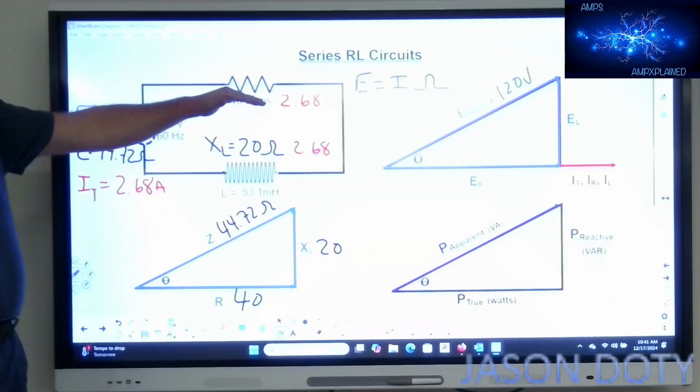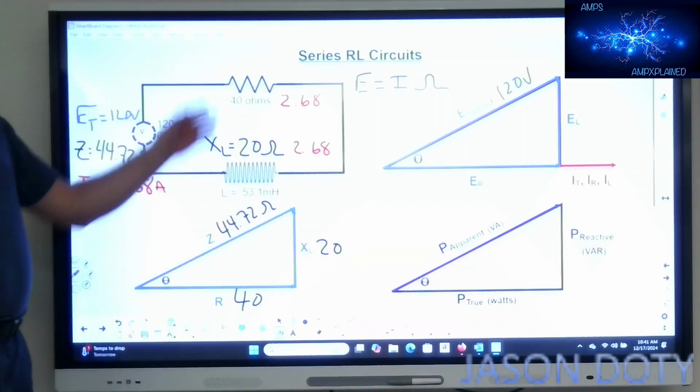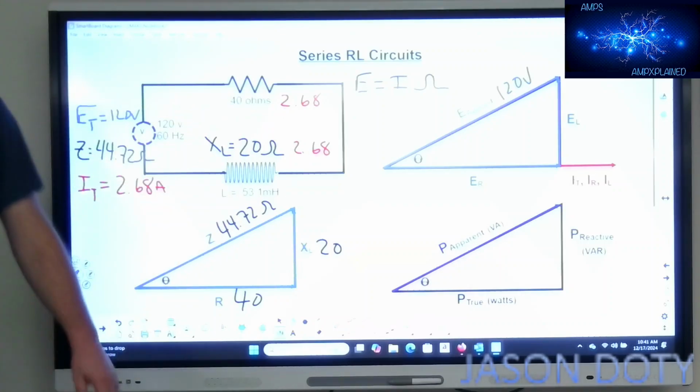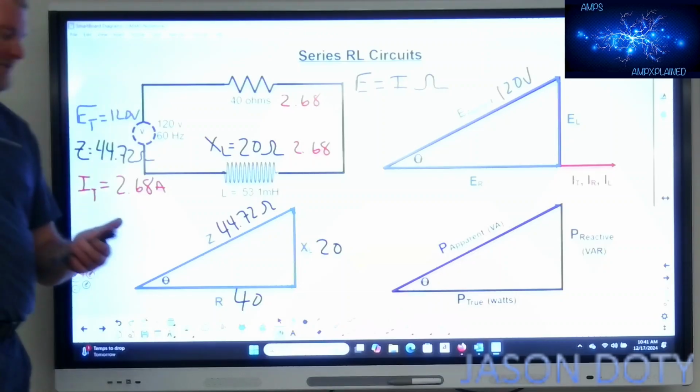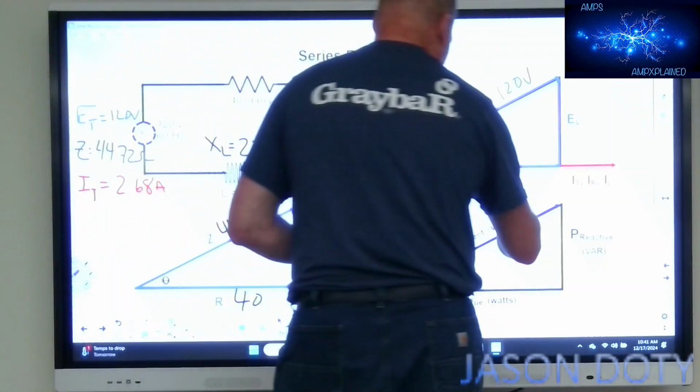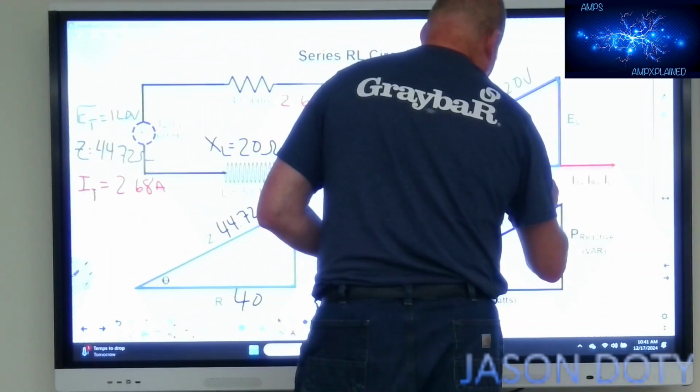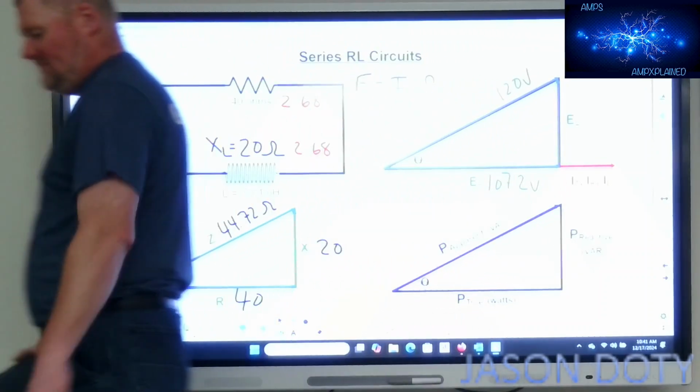Well, we got 40 ohms of resistance here. We multiply that by 2.68, and what do we get? 107.2 volts dropped on our resistor.